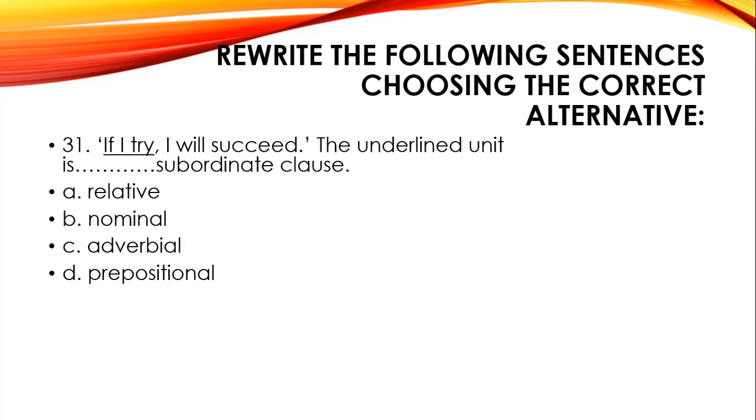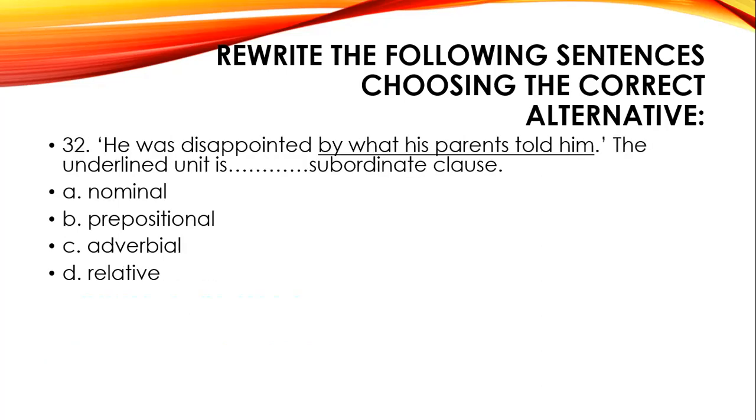If I try, I'll succeed. The underlined unit is dash dash subordinate clause. Option A, relative. Option B, nominal. Option C, adverbial. Option D, prepositional. And the correct answer is option C, adverbial clause of condition. If I try is an adverbial subordinate clause.